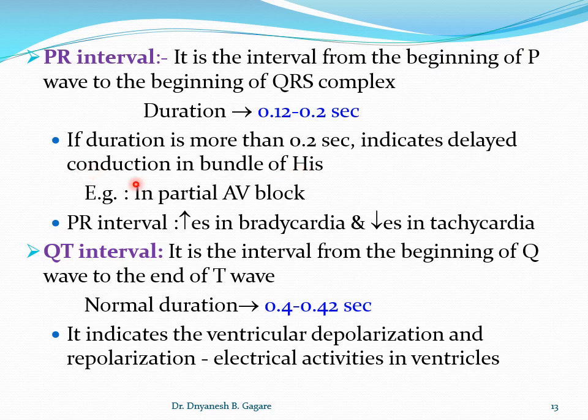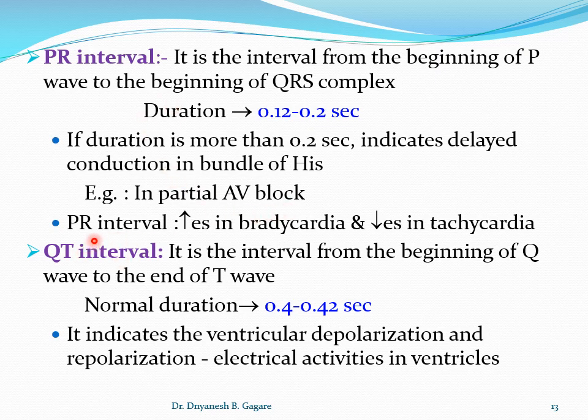For example, in partial AV block there is an increase on the ECG. If the PR interval is increased, then you can say there is a partial block, an atrioventricular block. So the PR interval increases here, where there is a partial block.